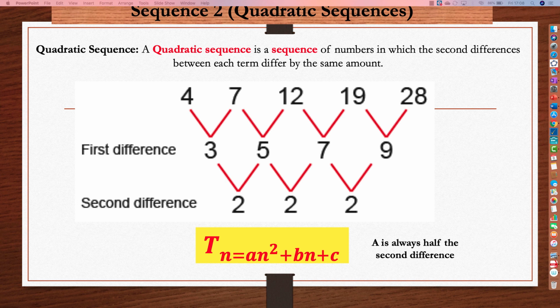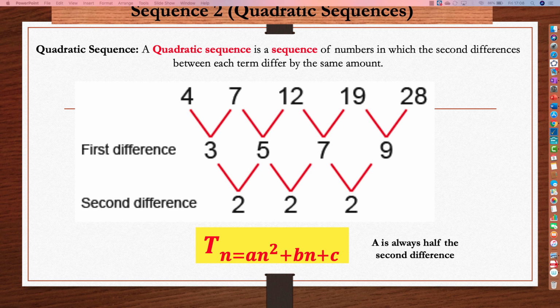So the second type of pattern you have at junior cert level is a quadratic pattern. And how we know it's quadratic is you check the differences between your first differences. So what I mean by that is, what's the distance from 3 to 5? 5 to 7? And 7 to 9? 2. So we know it's quadratic. That's ticked off. We know it's quadratic.